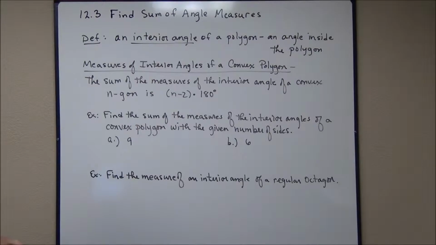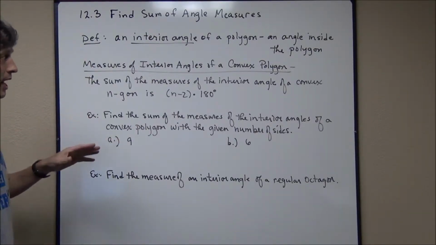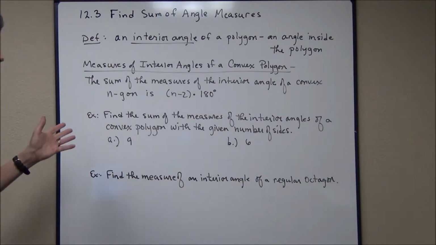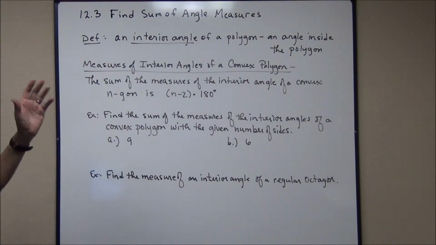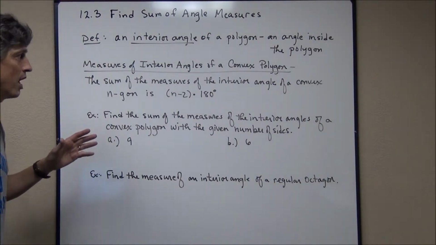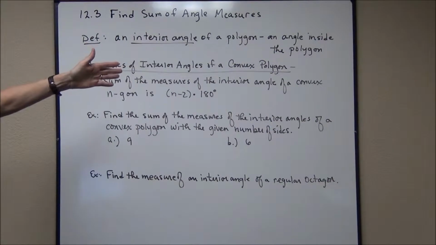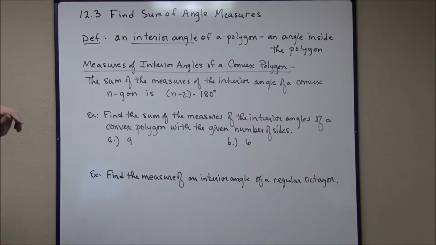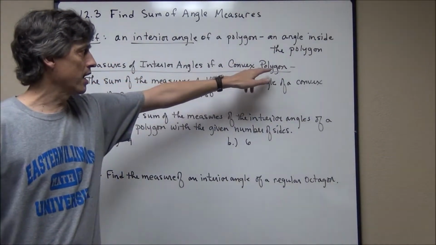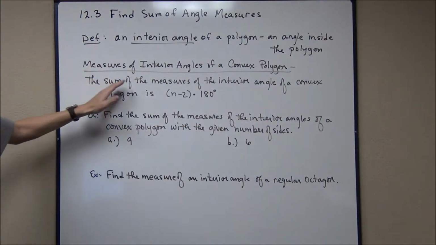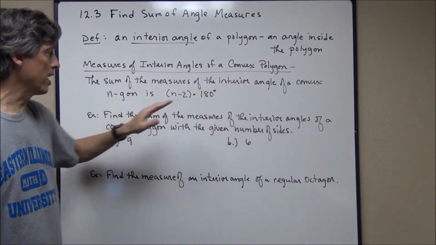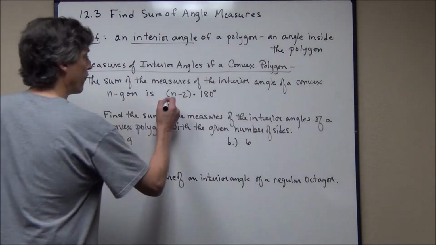So inside a polygon, we talked about these angles when we were looking at the angles of a triangle, which is a specific type of polygon. We talked about particular quadrilaterals. Now we're just going to be a little bit more general and talk about the measures of these angles in any particular type of convex polygon. Now, the measures of the interior angles of a convex polygon, that means if you add up all the interior angles of a convex polygon, you can use this formula.